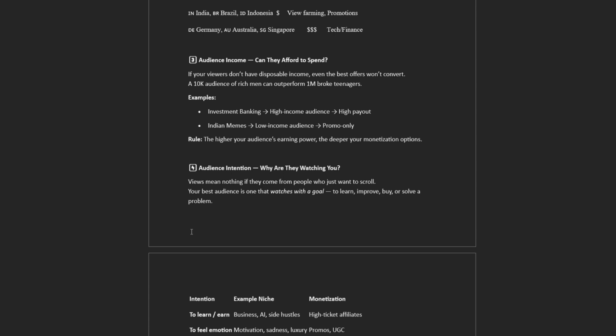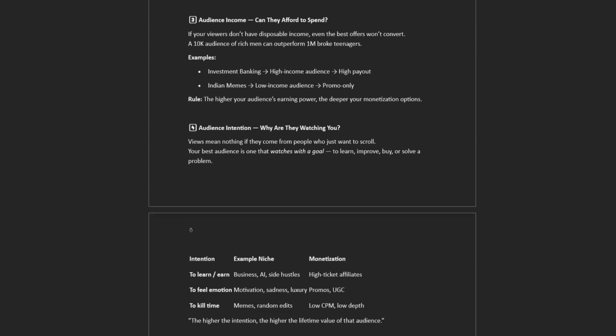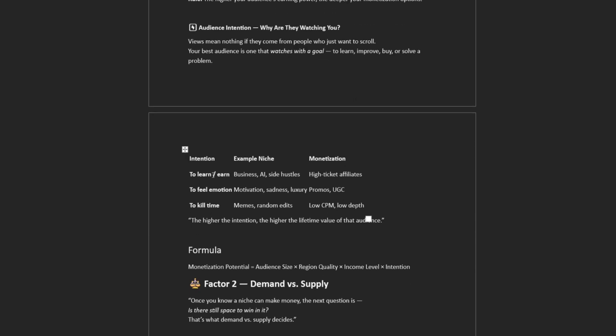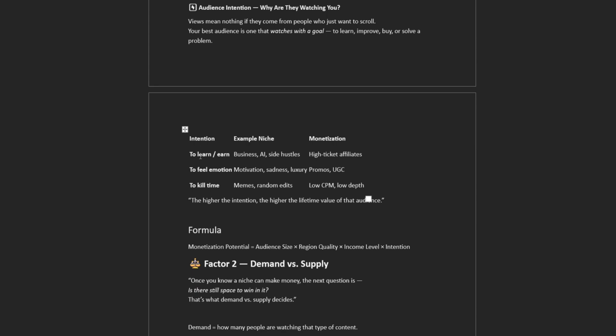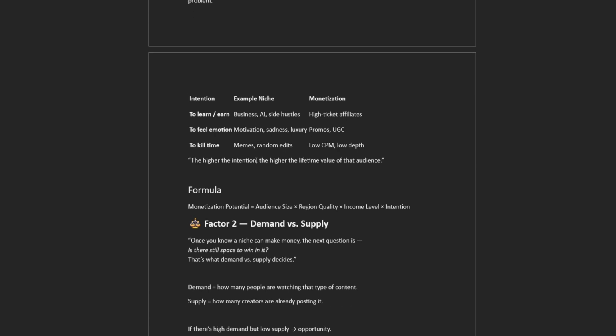The fourth factor is audience intention. Why are these people even watching you? Views mean nothing if they come from people who just want to scroll. Your best audience is the one which watches with a goal: to learn, to improve, to buy, to solve a problem. Here I have given a chart. Let's say your audience comes to learn from you and to earn money. Now the monetization potential is high here. And let's say your audience just comes there to kill their time, like watching memes and random edits. So you will have a low CPM, low depth, which means a lower monetization potential.